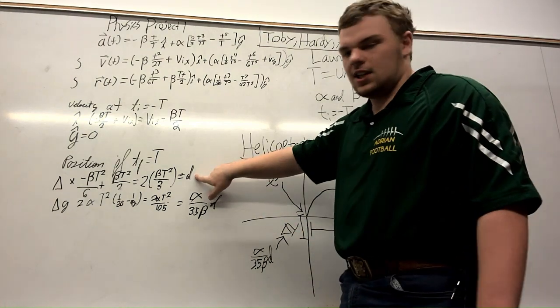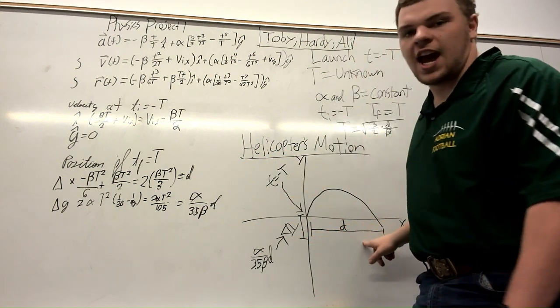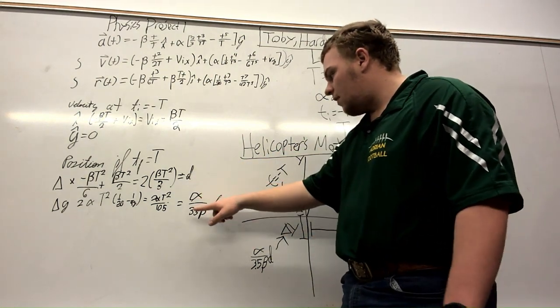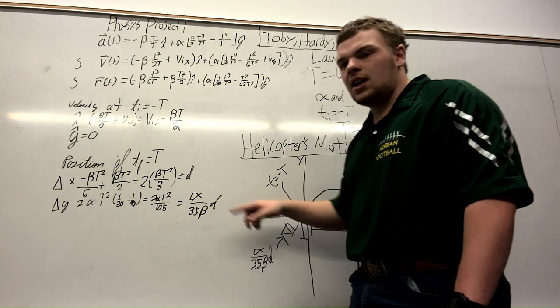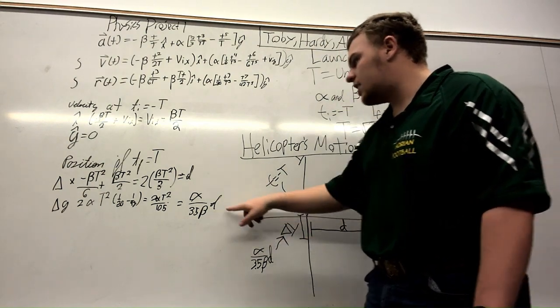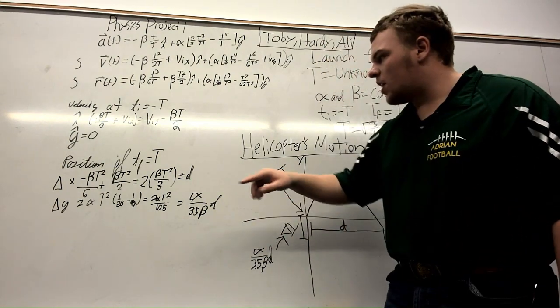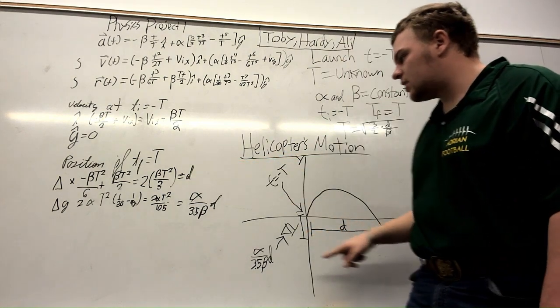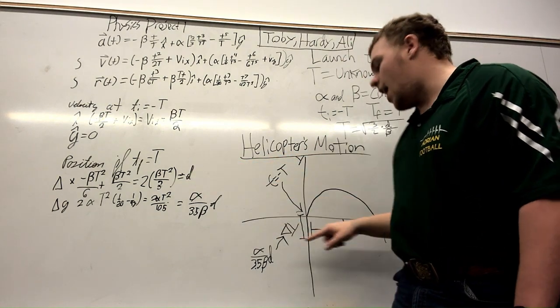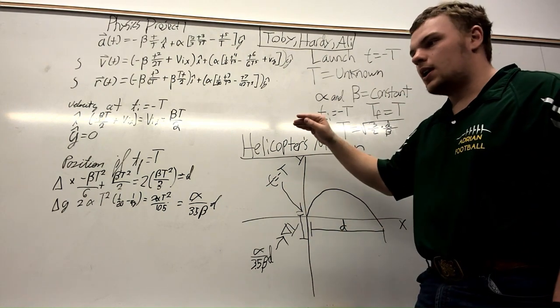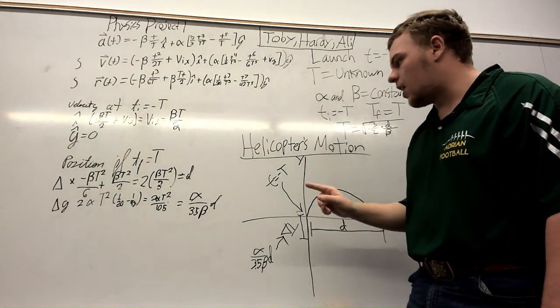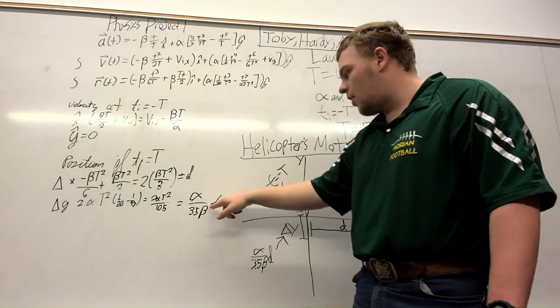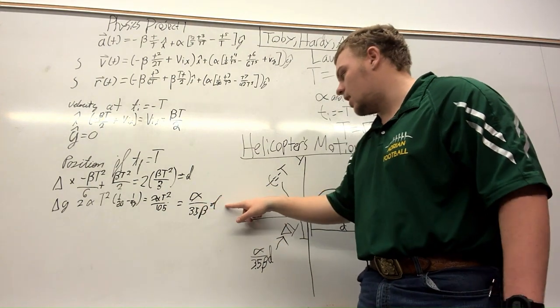So we know that little t d is the distance traveled on the x-axis, while alpha over 35 beta d is the change in y. So when the x-axis travels d distance, we know that the change in y, or how high or how low the helicopter is, is alpha over 35 beta times d.